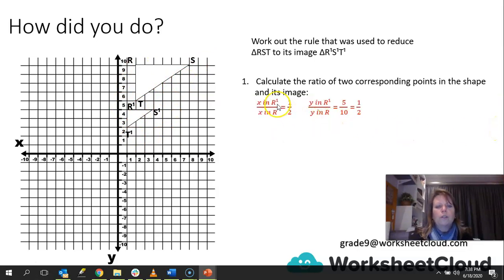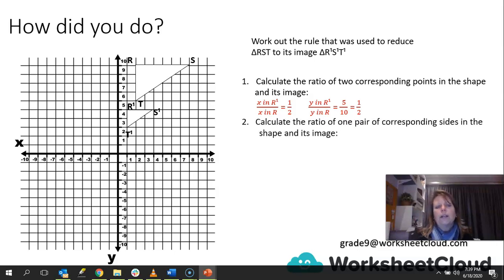So what we're going to do is use the X in R1 and the Y in R1 and see if it works the same. So as you can see there, X in R1 is 1. Okay, so that's here. The X value is 1, when the X in R here is 2. So it's 1 over 2, which means it's a half. So the Y in R1 is 5, where the Y in R is 10. So it's 5 over 10. And if we simplify that, we're going to get a half, which means that basically our rule would be that it has been halved.